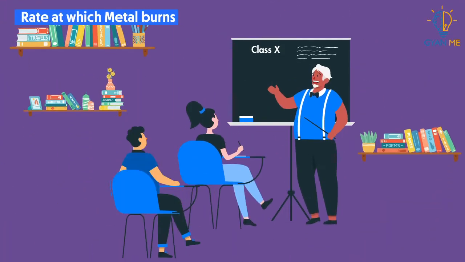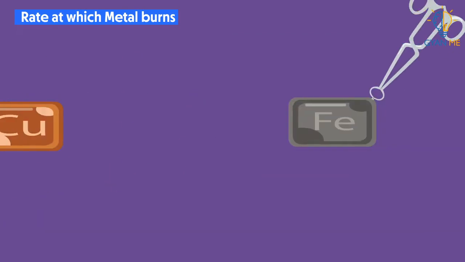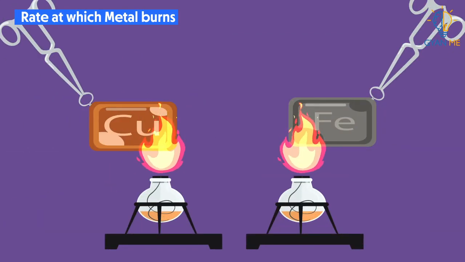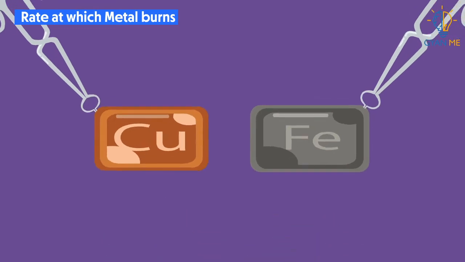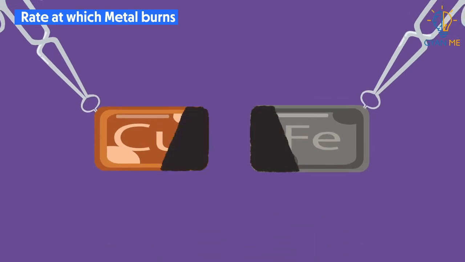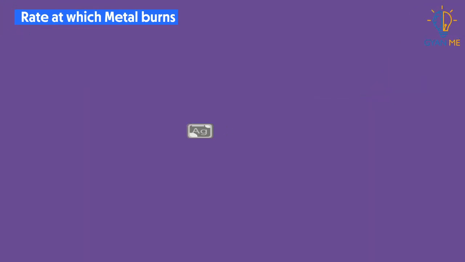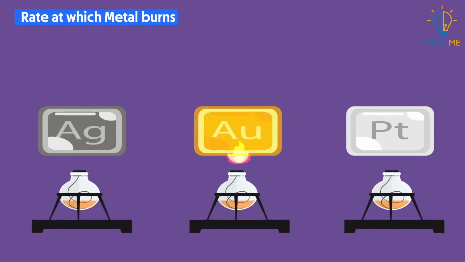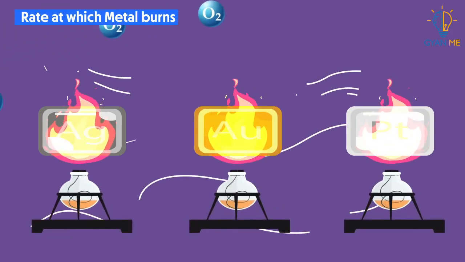Students, recall that metals like iron and copper do not burn, but these hot metals do get coated with a black colored layer of the respective metal oxides, while silver, platinum and gold don't burn or react with oxygen.